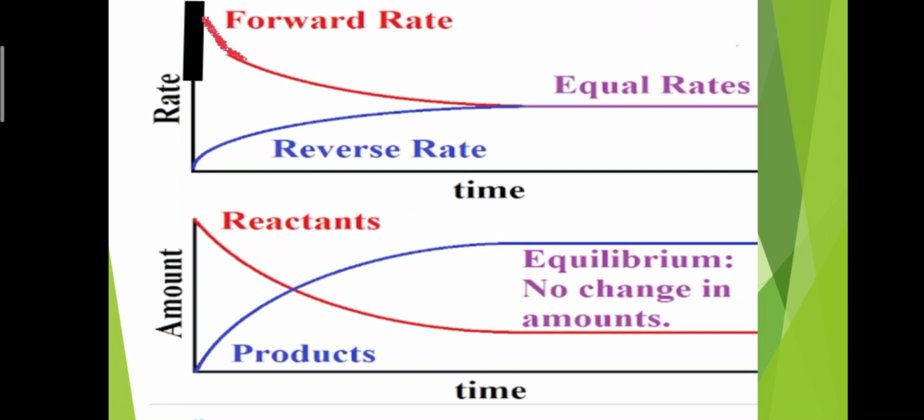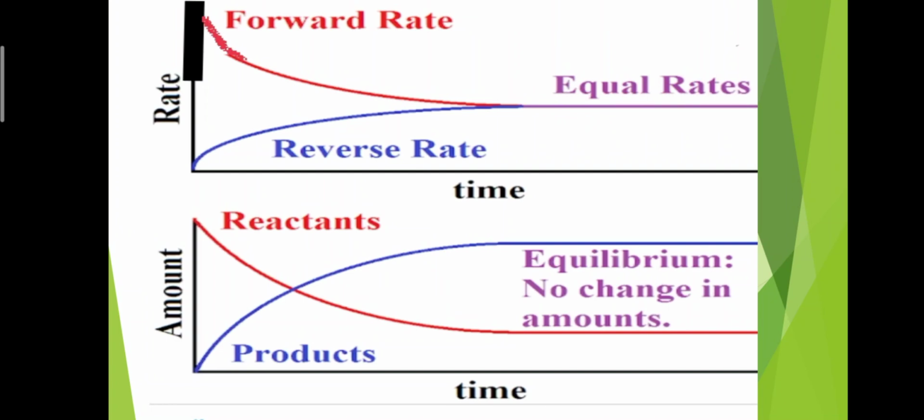This is the graph between time and rate. At zero time, the rate of forward reaction occurs. And as time proceeds, the rate of reverse reaction also occurs, and at equilibrium, the rate of forward reaction becomes equal to the rate of backward reaction. Both reactions occur at equal rates.